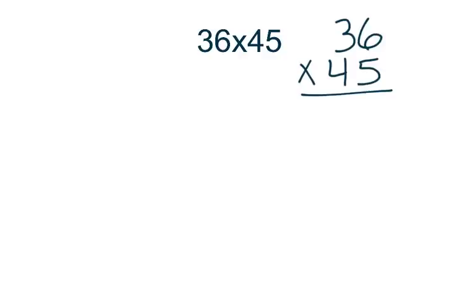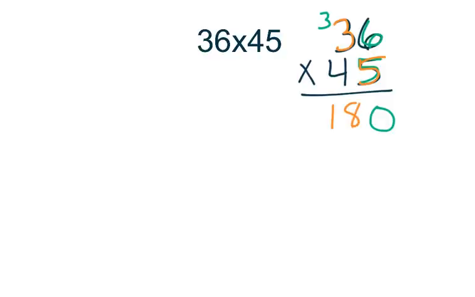I need to always start with my ones place. So I'm going to start with 5 times 6. That gives me 30. I put my 0 and I carry my 3. Then I'm going to multiply 5 times 3 in my tens place. 5 times 3 is 15, plus 3 more gives me 18.